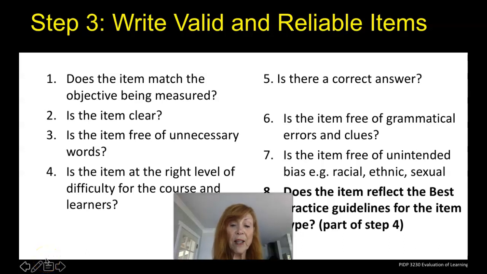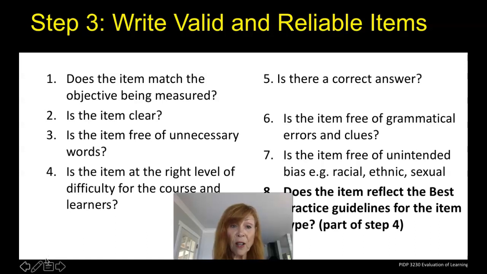Step 3 in creating a knowledge assessment instrument is to write valid and reliable items. In an earlier video, we talked about what validity and reliability is, the concept of it, but our items have to also be valid and reliable. So here are some considerations to make when you look at your items to ensure that they're valid and reliable. Number one, does the item match the objective being measured?